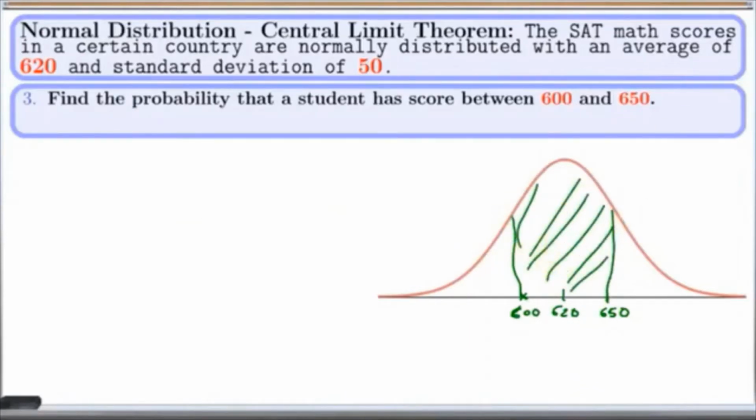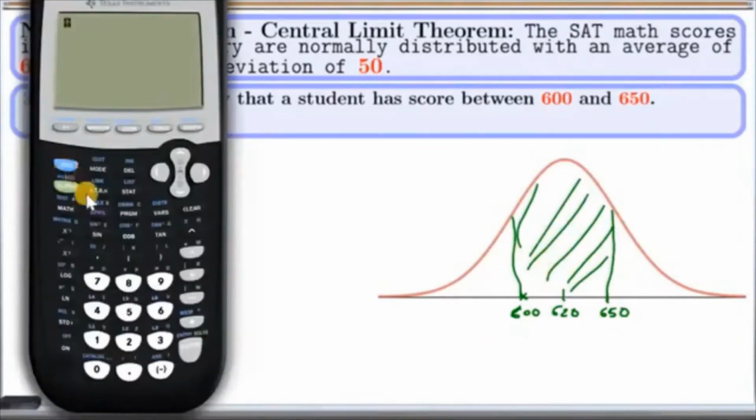Let me pull up my calculator on the screen. Now go to 2nd, Distribution. Then we'll be using normalcdf. Hit enter. Let me clear what I have here. Now we need the lower value, upper value, mean, and standard deviation. Let's look at the graph for the lower value and upper value. Looking at the graph, we know our lower value is 600, our upper value is 650, the mean is 620, and the standard deviation is 50. Now let's hit enter and hit enter.